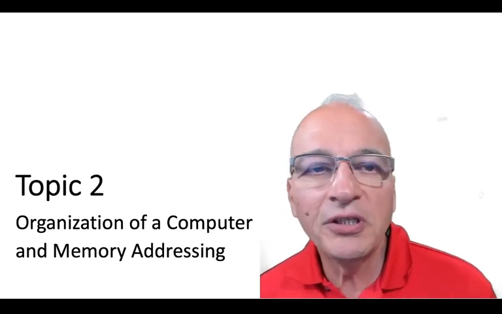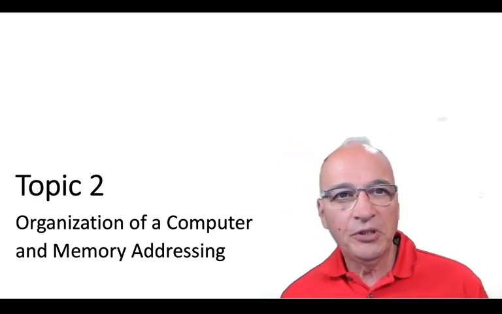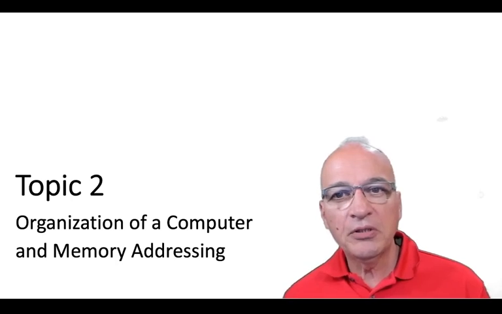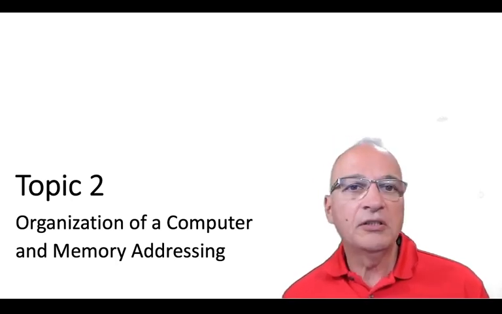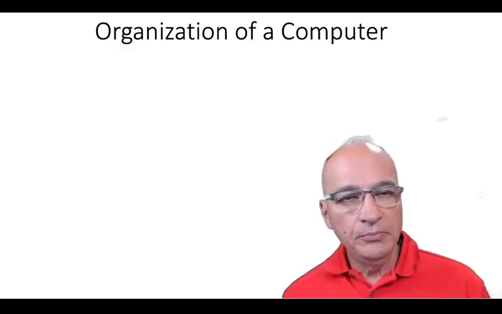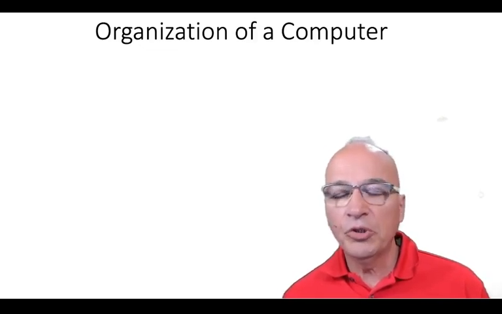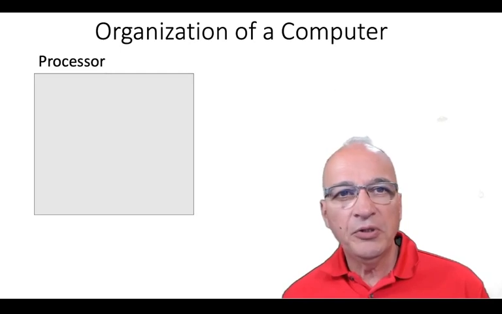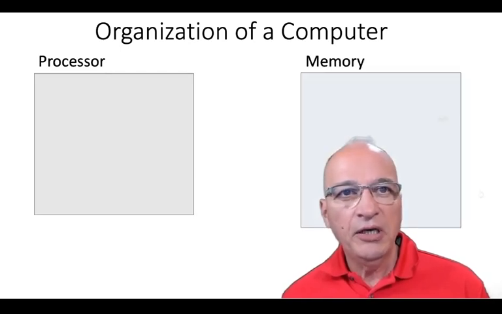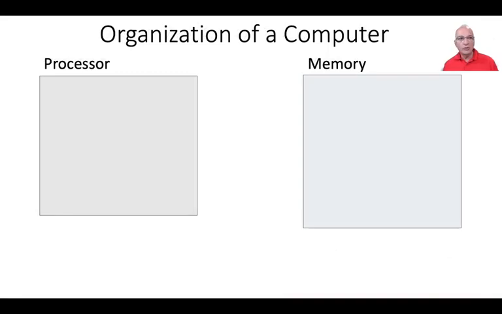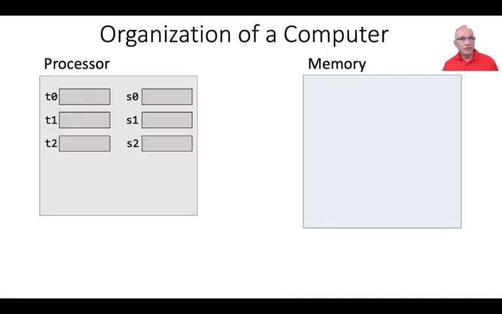In this lecture, we learn about the organization of a computer, and also we learn about how memory is addressed in a computer. So, in a simplified version of our view of a computer, we can think of a computer as having a processor and having memory. The processor has several registers inside that are places where we store data inside the processor. In the case of RISC-V, there are 32 such registers.